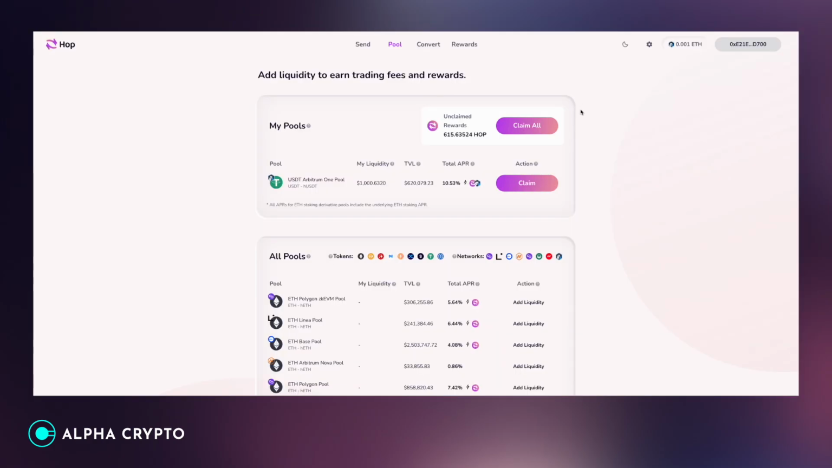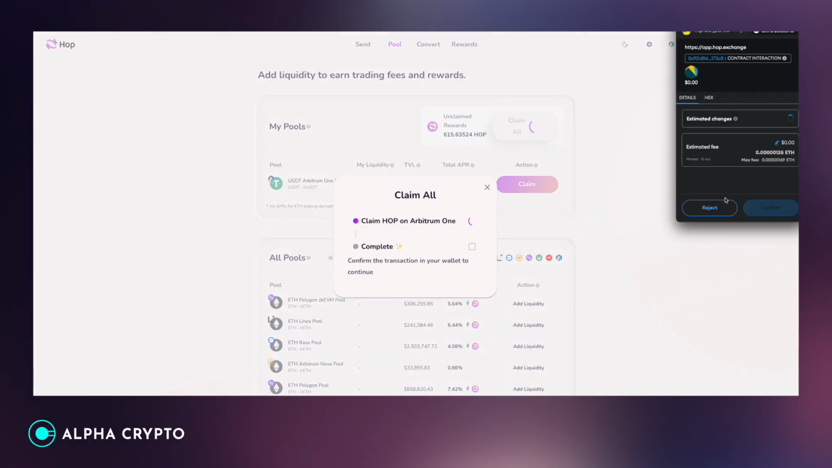So the same thing again, we're going to use the Hop exchange, and then we're going to claim all our Hop, which is around 615 Hop. Then we're going to swap that into USDT, then recompound it into this liquidity pool, and then we can just compound our earnings a bit more.